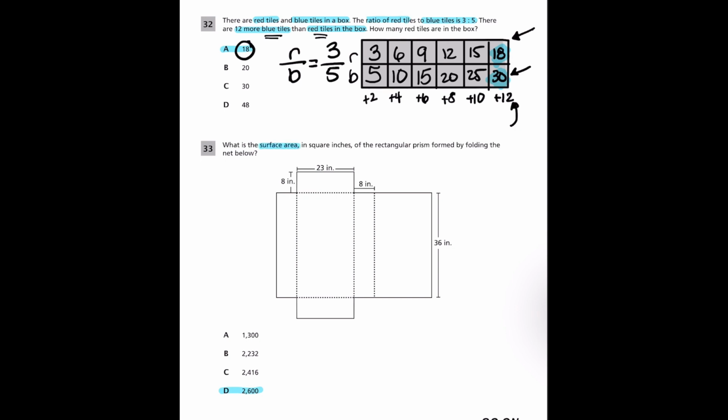What is the surface area of the rectangular prism? Okay, so we have another one with surface area. So just like the last one, let's find the pieces that are the same. So these two are the same size. They are both 8 times 23. And then these two are the same, and they both have 8 times 36.